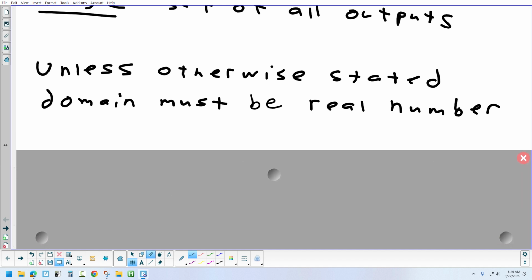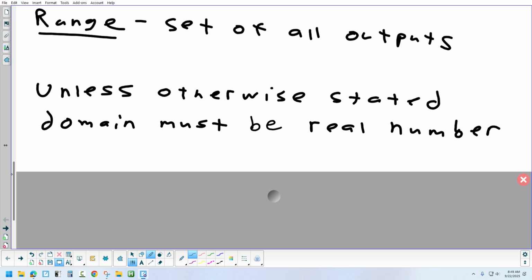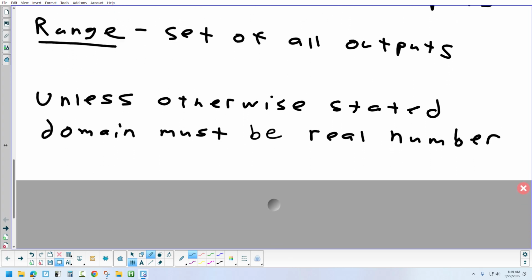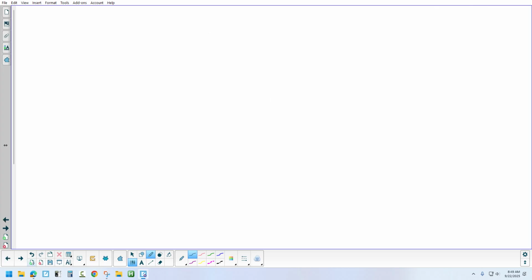Okay, so let's talk a little bit about domain. With domain, there are two things that can come up that we have to be careful about. So you can put this right under here. I don't have enough space, so I'm just going to make a new page, but you can just write it right where you're at. Two issues to look for when finding the domain.